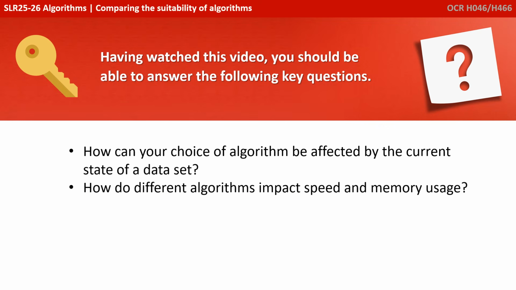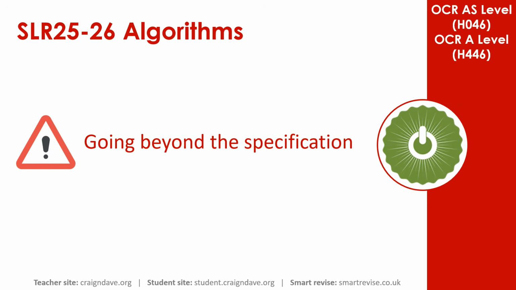Having watched this video, you should be able to answer the following key questions. How can your choice of algorithm be affected by the current state of a dataset? And how do different algorithms impact speed and memory use? So that's everything you need to know for the AS level specification.